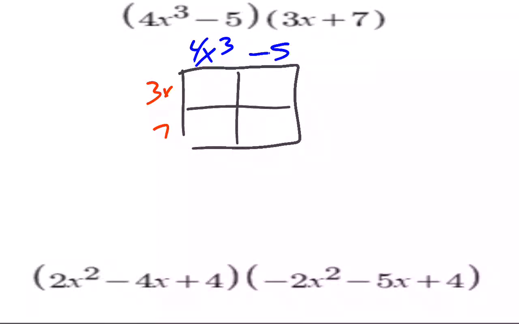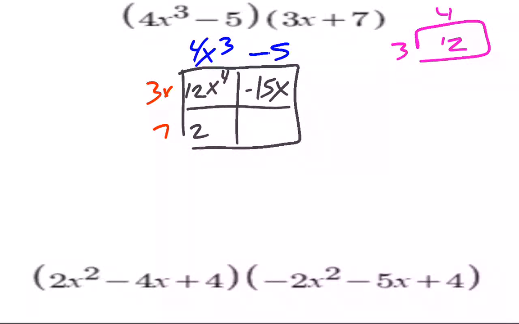Then I multiply the sides just like I would usually multiply the sides of a rectangle to get the area. So if I had a side of 4 and a side of 3, that would give me an area of 12. But now instead of multiplying 4 and 3, I'm multiplying 4x cubed times 3x, which would give me 12x to the fourth. Then negative 5 times 3x would be negative 15x. Then I would have 28x cubed and negative 35.